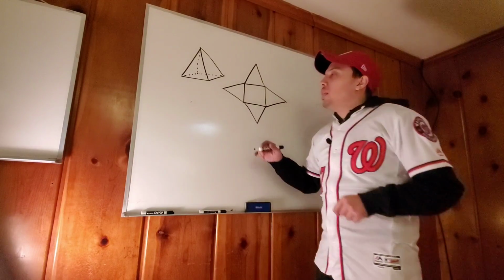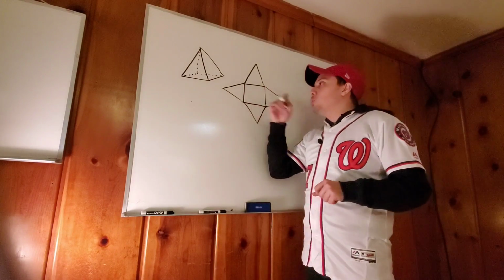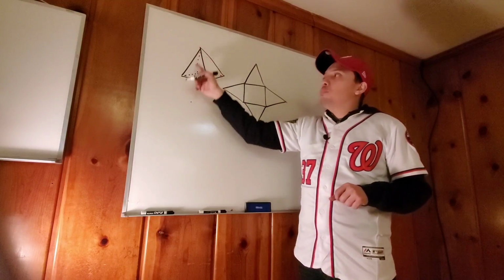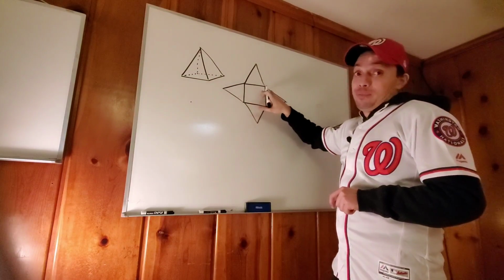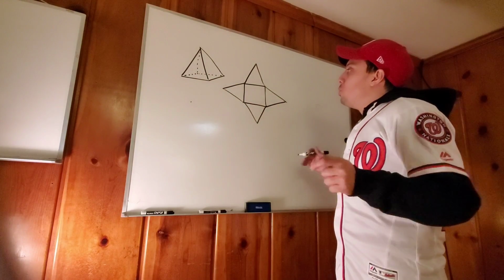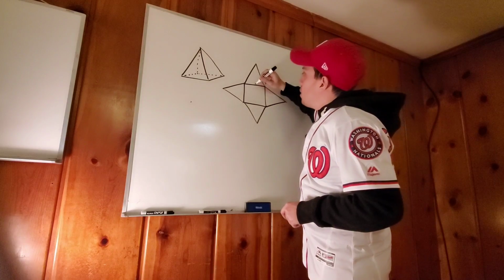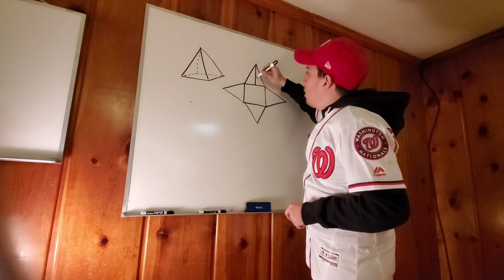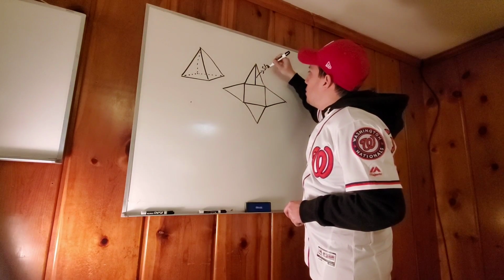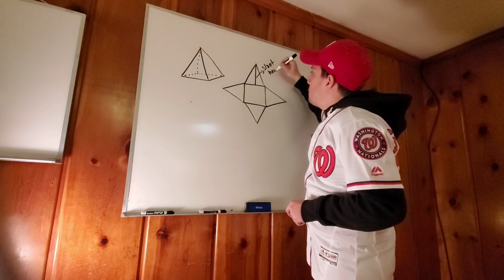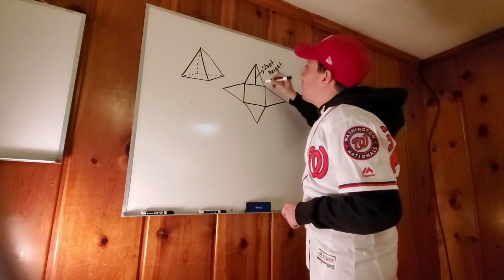And so what we are going to do now is look at this pyramid. Obviously, the pyramid looks like this, but when we open it up, it looks like this. And so what do we have here? Well, we have a slant height here, right? This is the slant height. And we have the base.